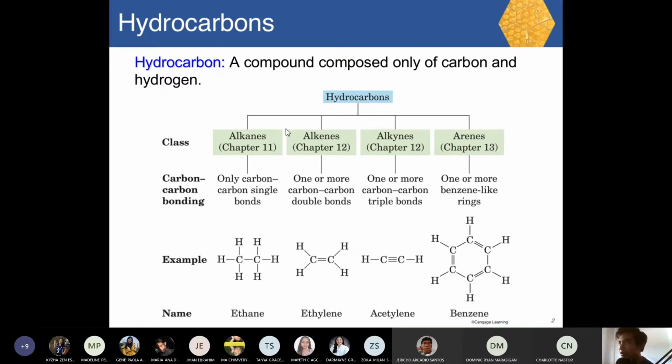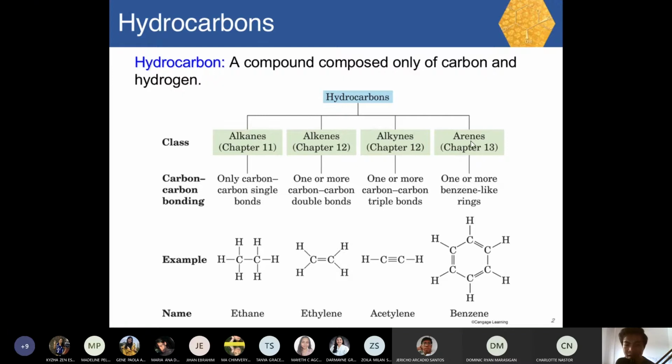Yung alkenes naman, iba yan from alkanes. Ang alkanes, puro single bond. Pag alkenes, meron kang double bonds. You have your carbon-carbon double bond for alkenes. Yung alkynes naman, we have triple bonds here. So, single bond, alkane; double bond, alkenes; and triple bond, alkynes.